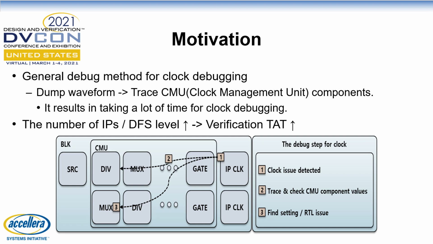Usually, we start debugging from where the clock is detected, but sometimes it may be faster to start tracing from the clock source. However, we can realize it only when we find the root cause. It makes for inefficient debugging time. Actually, the waveforms take a long time to be dumped, and trace debugging can take a lot of time due to the complicated clock tree. And it results in a long verification turnaround time.